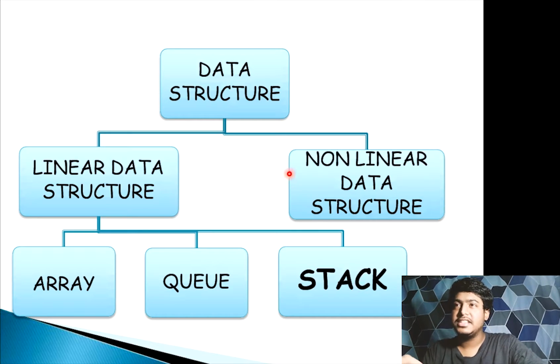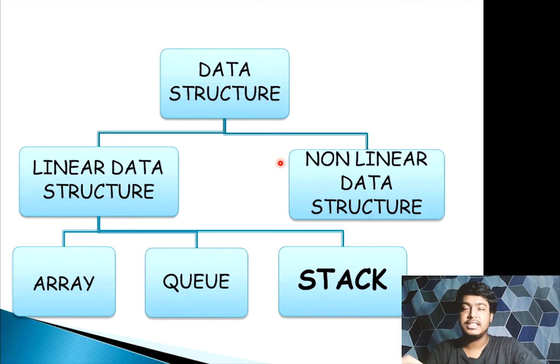So data structure is basically divided into two parts. One is linear data structure and the other one is non-linear data structure. In linear data structure, we have arrays, queues and stack. Today we'll be talking about stack. So let's start with it.